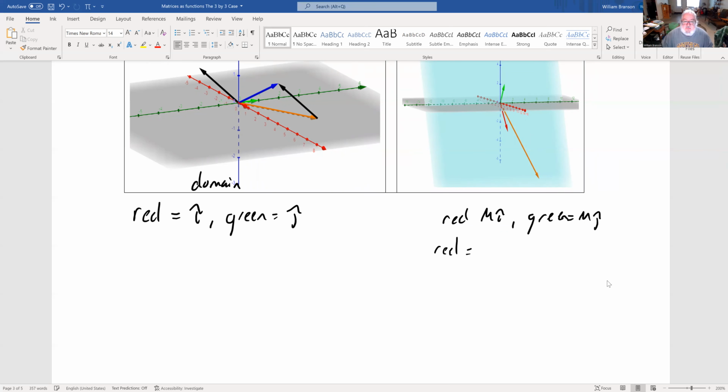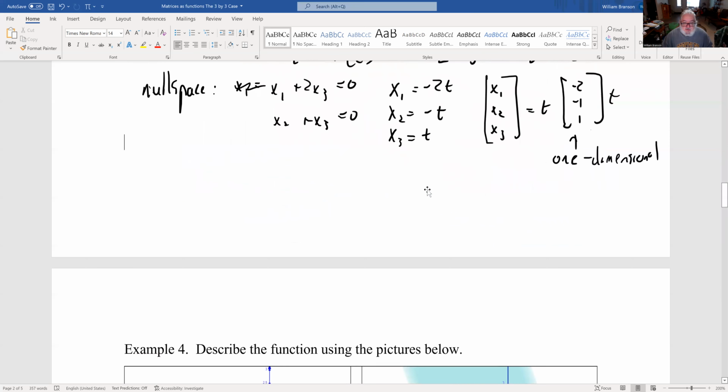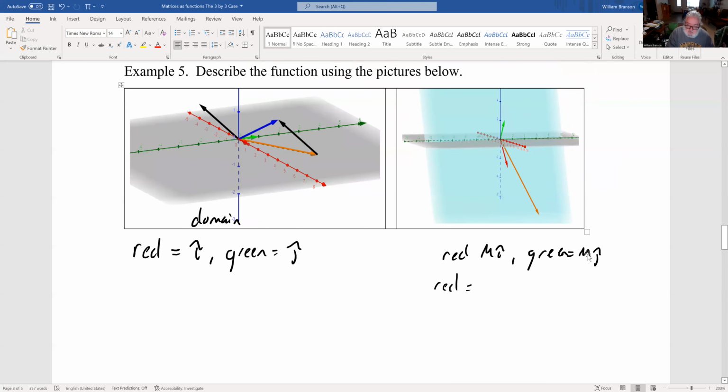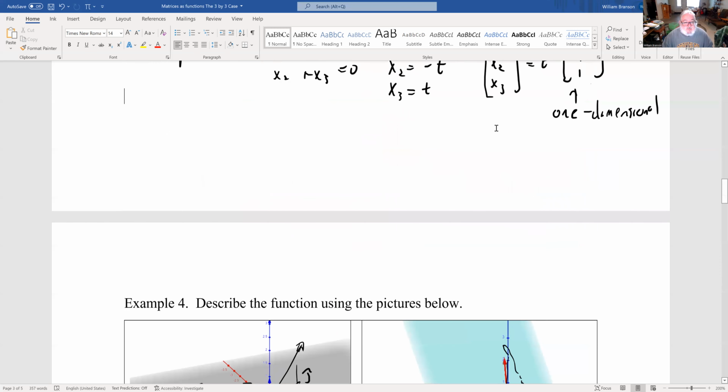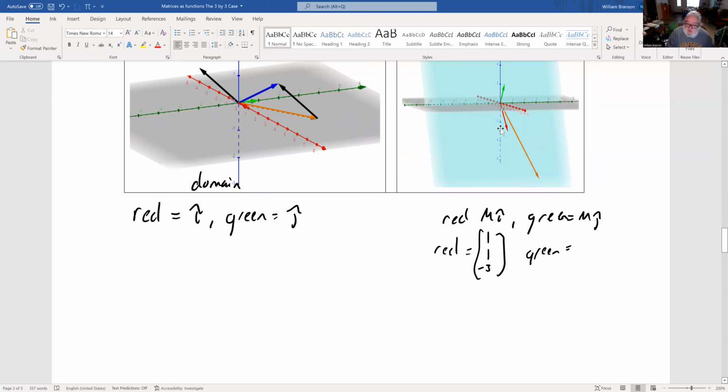Red is the vector 1, 1, -3. And green is the vector, the second column of that matrix, which is -1, 1, 2. We don't need the third vector because these two vectors are linearly independent and they span this. So this green vector and this red vector, those are the only vectors you need.